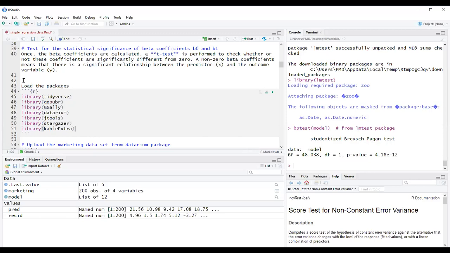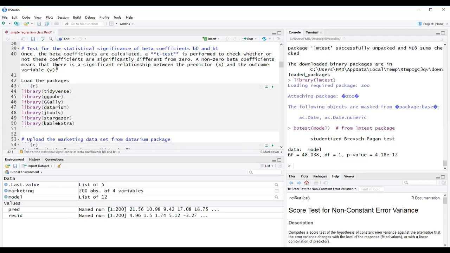If you have not done so, guys, I'm going to give you a few seconds to install. If you have not installed this, just write here in your console, for example, install.packages. You can write your installation code here, and then, for example, it's ggpubr. Then enter this, and also do this with the other packages.